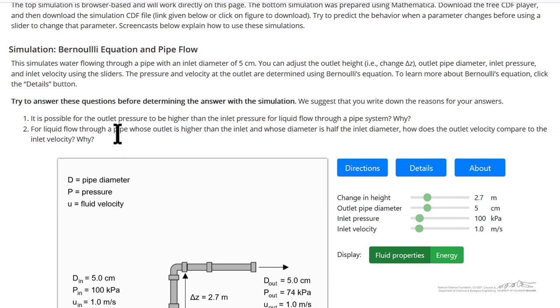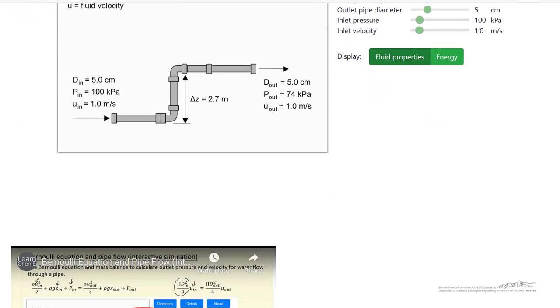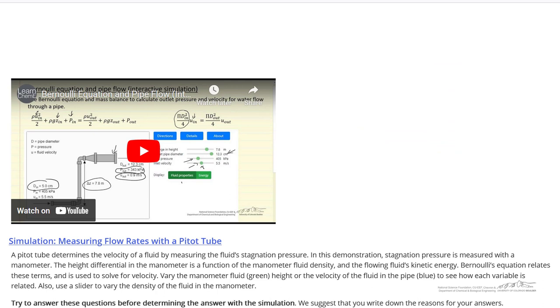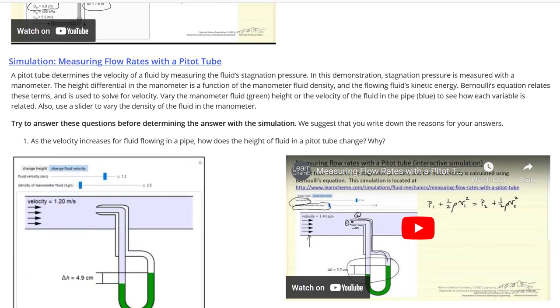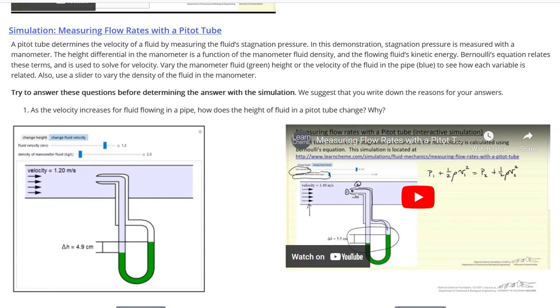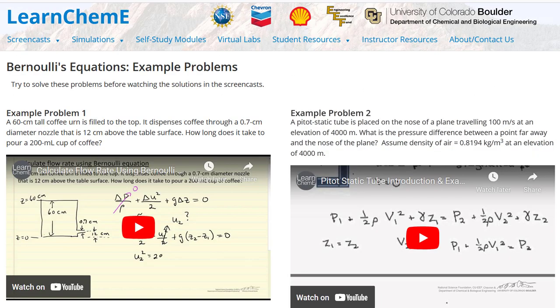It indicates some questions you should try to answer before using the simulation. And then there are directions on how to use the simulation, details on the equations, and a short screencast that describes how to use the simulation. And for this module, there's also a second simulation with an accompanying screencast. Next, we have a couple of example problems.